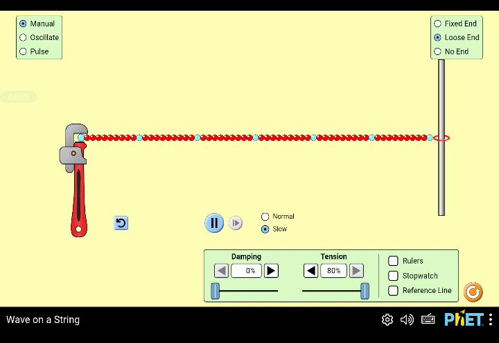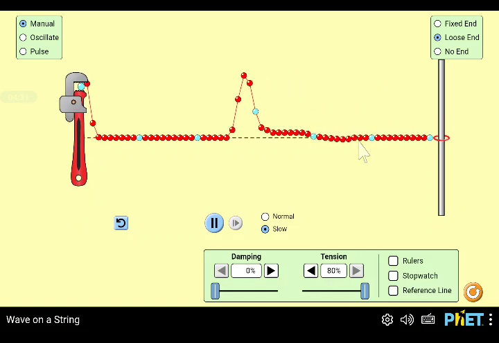For example, I am creating a loose end. Loose end means open boundary, and when the pulse gets reflected from this place, there is no phase change. If it is moving in this phase, in the same phase it will return back. In the same way, when a pulse strikes an open boundary, it reflects back at the same angle, and I am creating a second pulse.